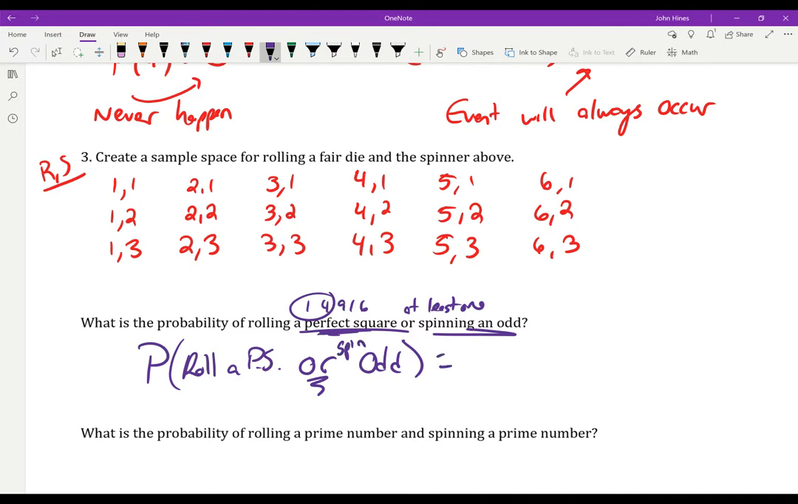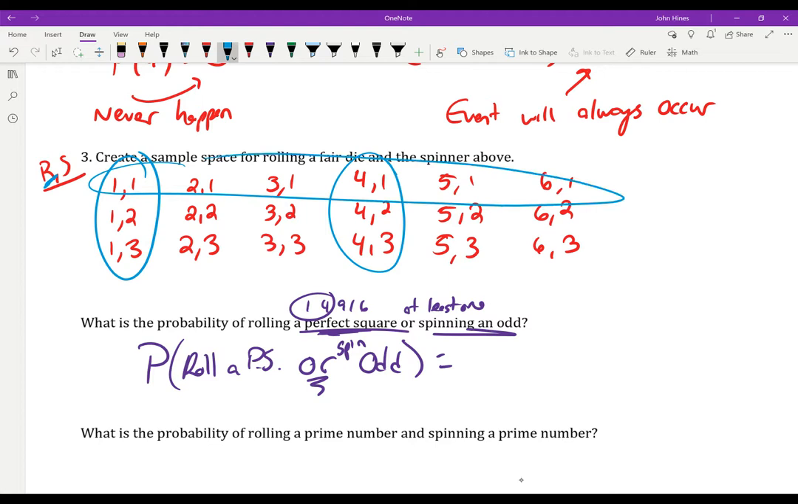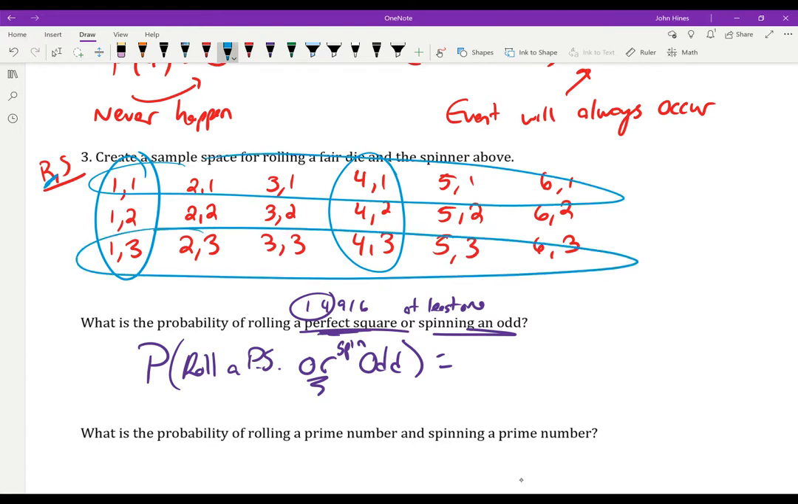So let's go through and roll a perfect square first. Rolling is the first number. Those are all perfect squares, and those are all rolling perfect squares. Or, so forget about the first thing, I need to spin an odd. That's spinning an odd, and that's spinning an odd. So how many are there? 1, 2, 3, 4, 5, 6, 7, 8, 9, 10, 11, 12, 13, 14. 14 out of the 18 outcomes, which is also 7/9, which I could get a percent for, but I like fractions. Fractions are nice.